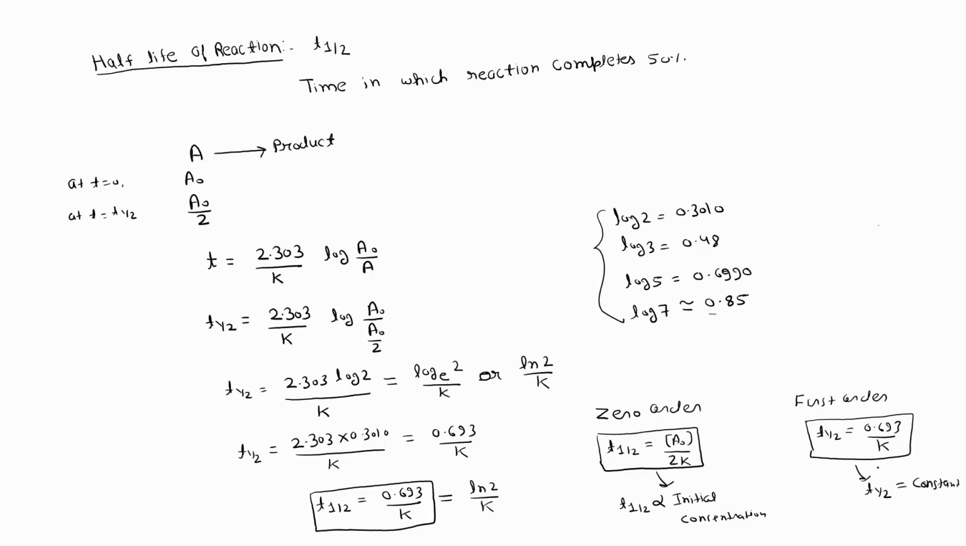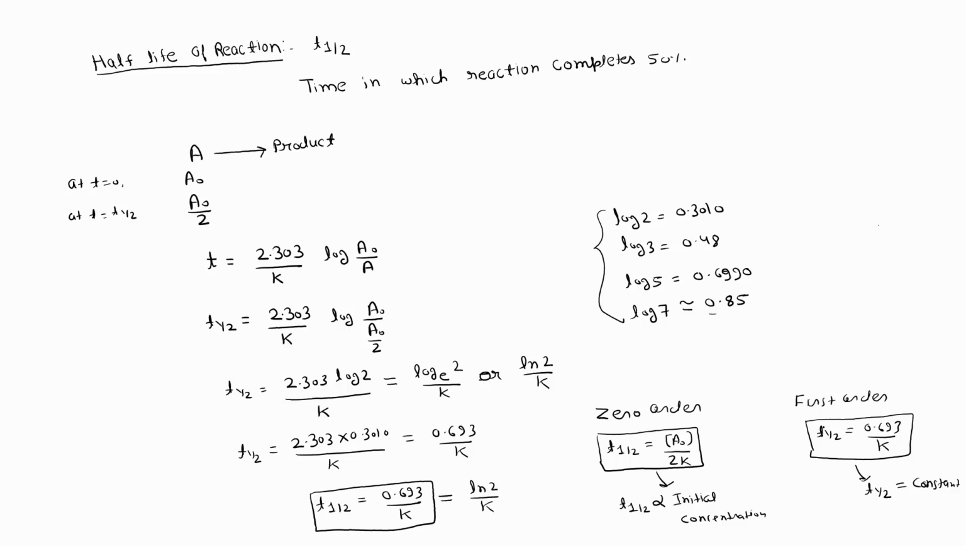It only depends on the rate constant. So for a zero order reaction, if the initial concentration is less or more, t half is less or more. But for a first order reaction, t half is constant. It does not depend on the initial concentration. It only depends on the rate constant, and the rate constant for a particular reaction is constant if the temperature of the reaction is constant.